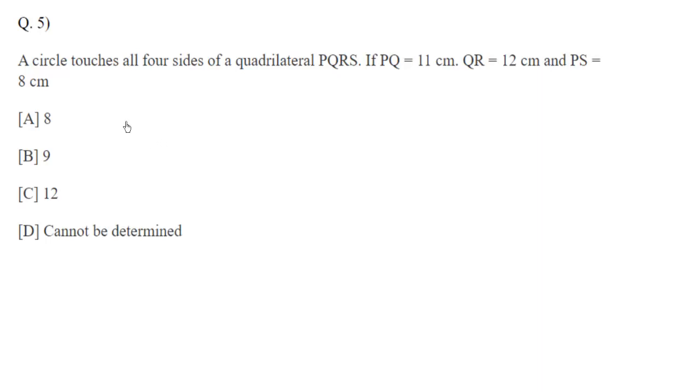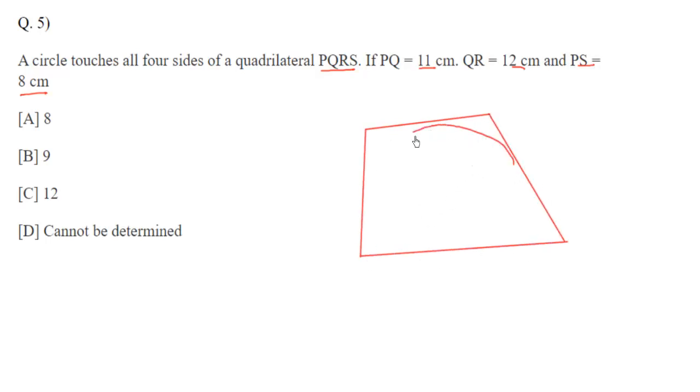Now in this question, it says that a circle touches all four sides of the quadrilateral PQRS. Three sides are given and we need to find the fourth side. It's a very, very easy question because we use the property that if there is any quadrilateral wherein all four sides are tangent to the circle, then such a quadrilateral is called a tangential quadrilateral. So here, if it is P, Q, R and S, then the property says that the sums of the opposite sides are equal in such a case.